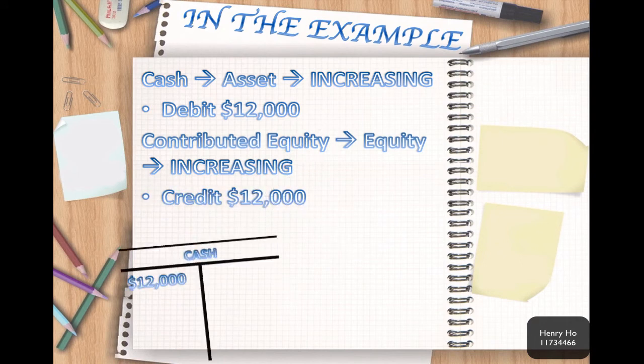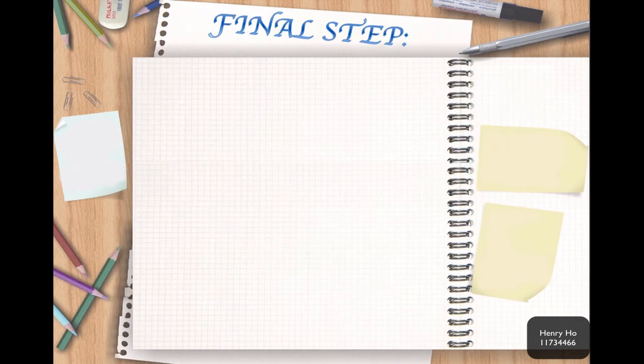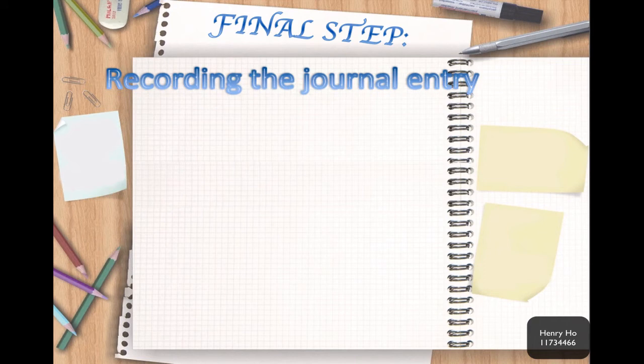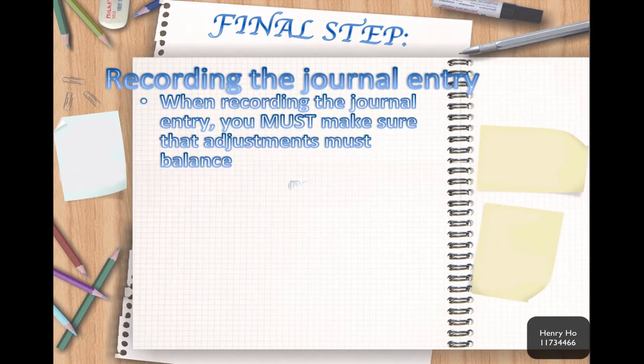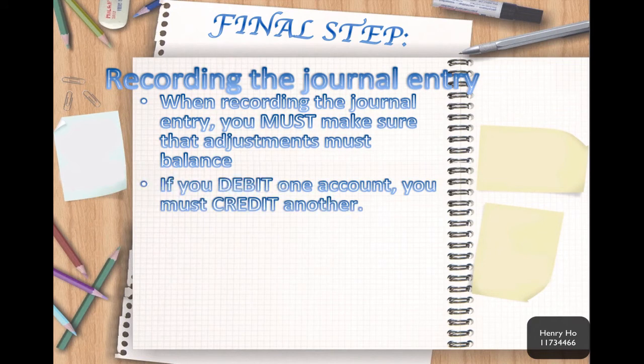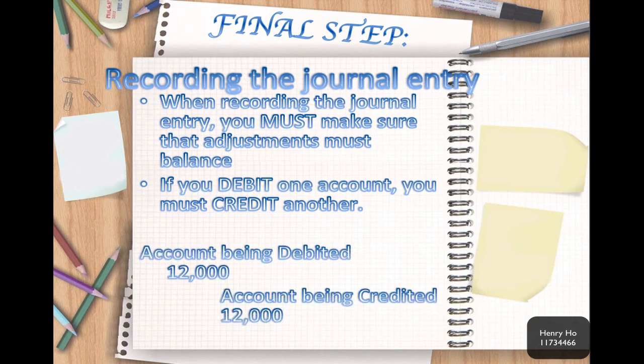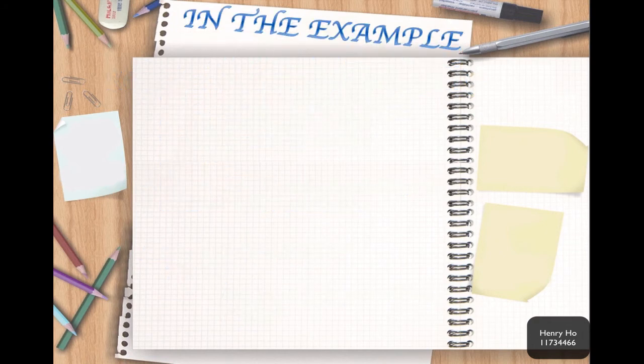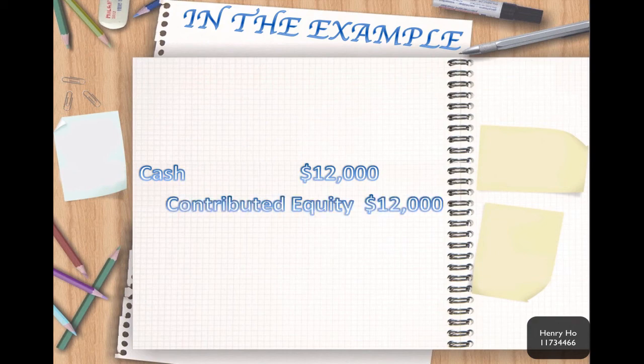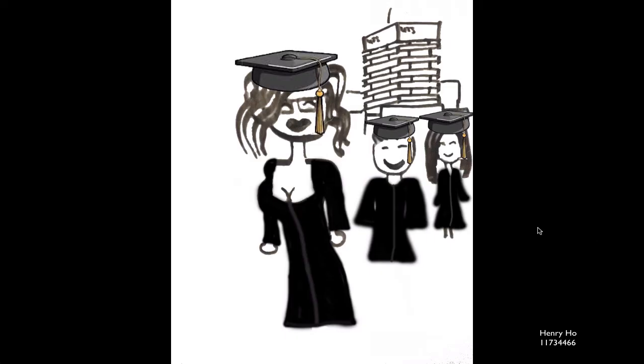The final step in recording journal entries is to record the journal entry. When recording the journal entry, you must make sure the adjustments must balance. This means if you debit one side, you must credit another. The journal record must be set out as shown here. In the example, the account being debited, being cash, must be shown first, and the account being credited, contributed equity, is shown second. Well, just look at that.